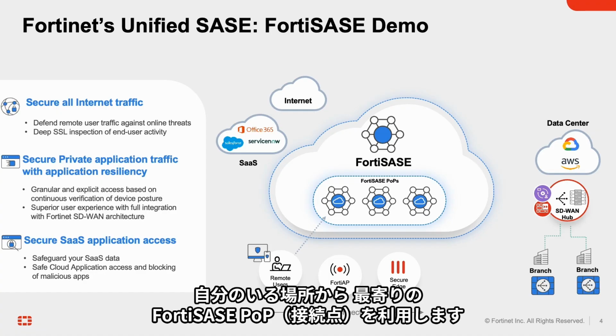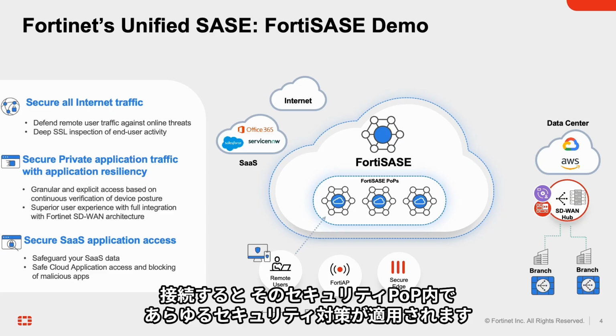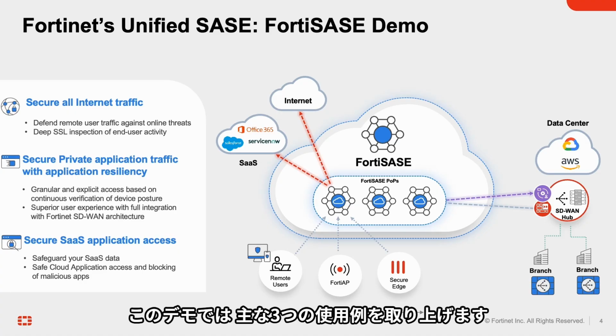The remote user connects to the nearest FortiSASE point of presence, which is referred to as a POP, based on the user's location. So the user is connected to the nearest POP based on latency and geographic location where they are. Once that connection happens, all of the security enforcement happens within that security POP. The traffic can then either go to the internet or it can go out to a SaaS application. So in this demo, I'll cover three key use cases.